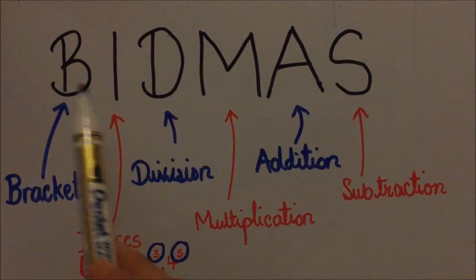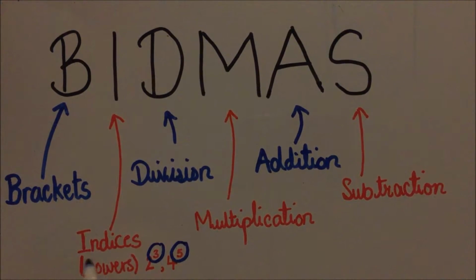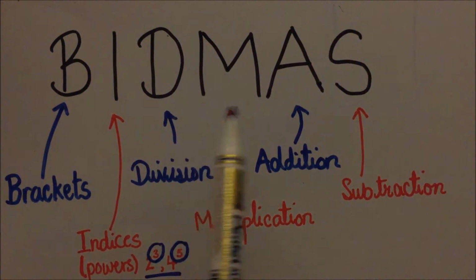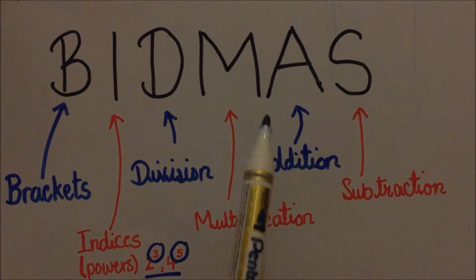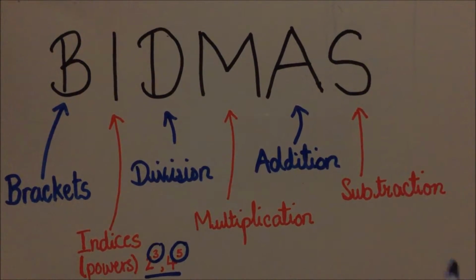So in Bidmas, B stands for brackets, I stands for indices, and in case anyone doesn't know what indices are, they're basically powers. So in this case, 2 to the power of 3, so 3 here is the power. 4 to the power of 5, 5 is the power. So the little numbers on the top are powers. D stands for division, M stands for multiplication, A stands for addition, and S stands for subtraction.